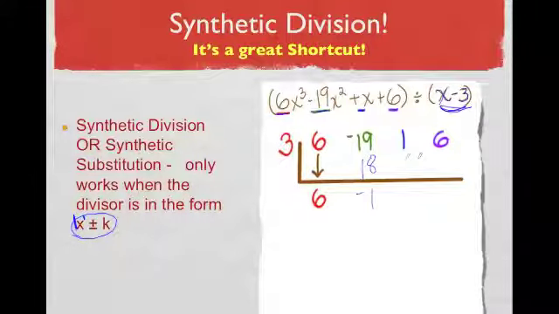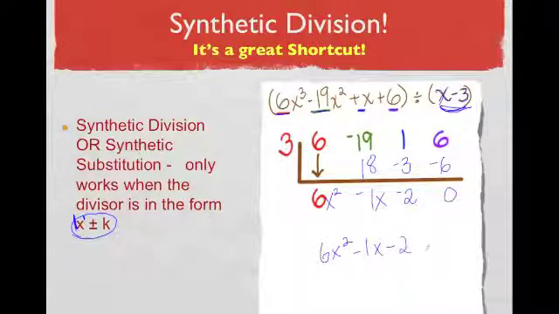3 times negative 1 is negative 3, which gives me negative 2. 3 times negative 2 is negative 6. Add those and get 0. So now I know that this would be 6x squared minus 1x minus 2. So 6x squared minus 1x minus 2 would be my answer. So I know that this times x minus 3 gives me that.